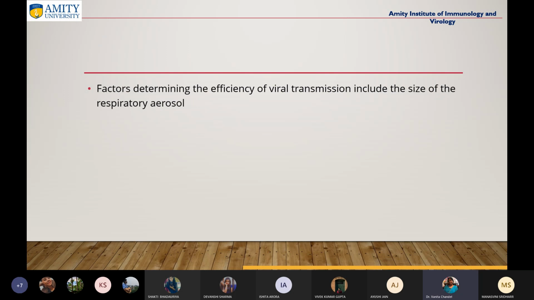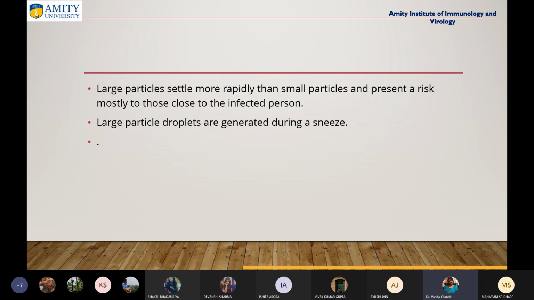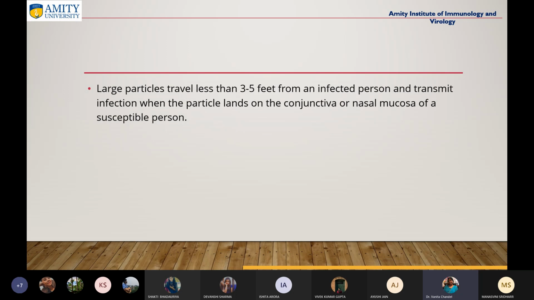Then factors determining the efficiency of viral transmission also include the size of the respiratory aerosol. So this is one factor. Larger particles tend to settle down more rapidly as compared to the smaller particles, and they present mostly risk to those close to the infected person. Larger particles are generated during a sneeze. When we sneeze, they travel less than 3 to 5 feet from an infected person and can transmit infection when the particles land on the conjunctiva, our eyes, or the nasal mucosa of a susceptible person.